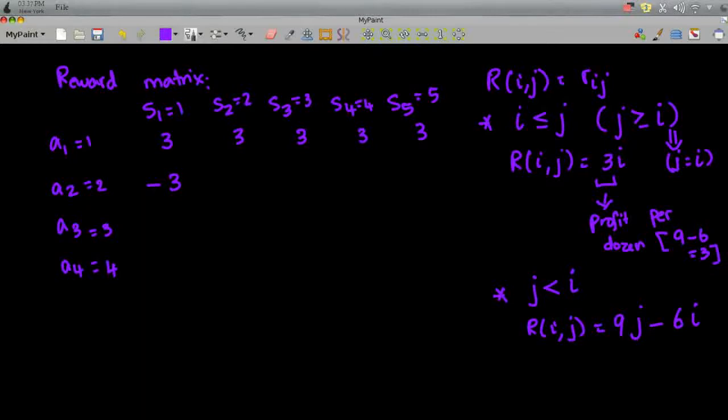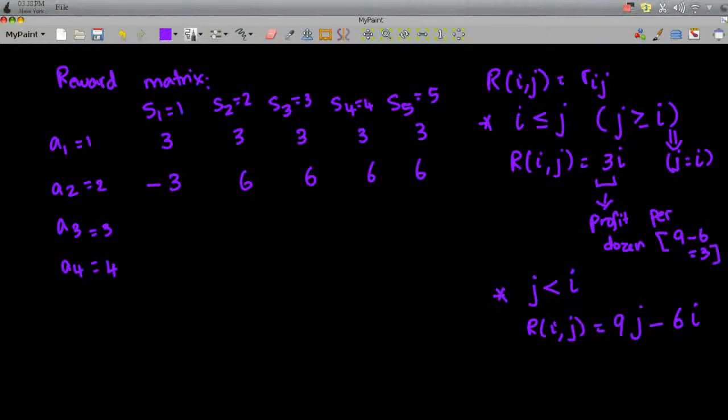Now, i is equal to j for that particular cell. In other words, you manufactured 2 dozen cookies and you sold 2 dozen cookies, so we'd make use of the first piece of the reward function. So 3 times 2 would be 6. For any state of 3, 4 and 5 dozens requested by the customer, you could only sell 2 dozens because that's all you have. Therefore, from that point onward, it is just 6, 6 and 6.